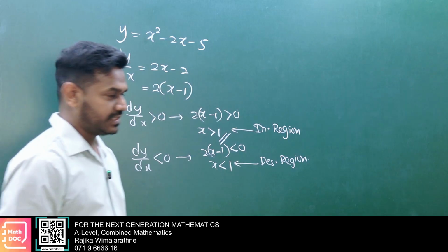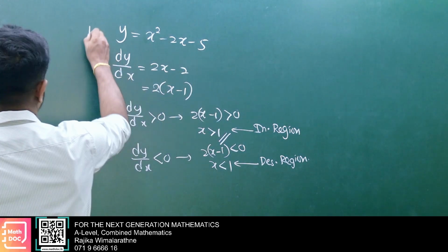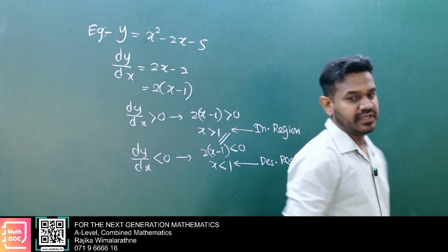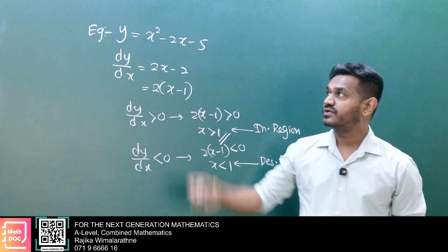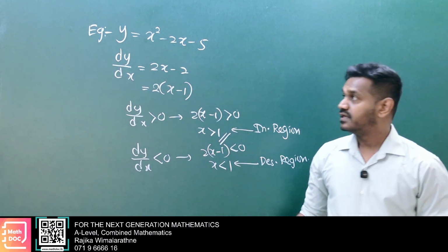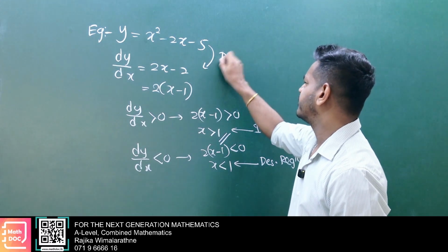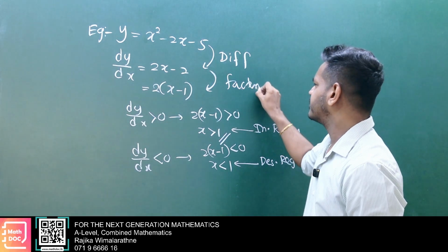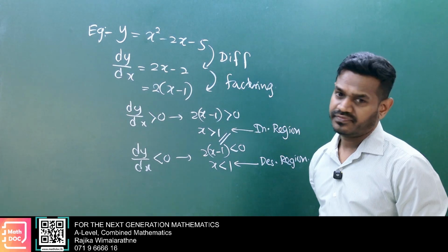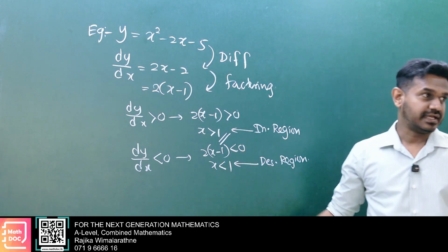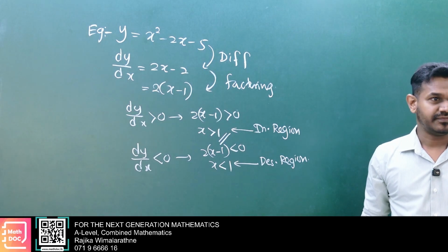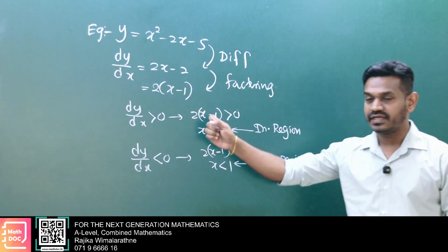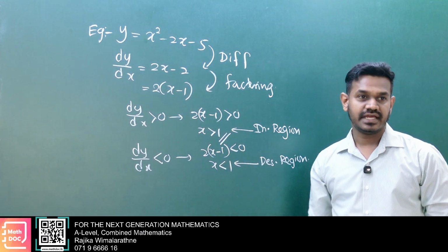Okay, very simple thing. Do that example. When considering sign, you differentiate and factorize. Here differentiation, then factorization. So then only we can analyze its sign. So first you differentiate, then factorize, then check the dy over dx greater than and dy over dx less than regions.